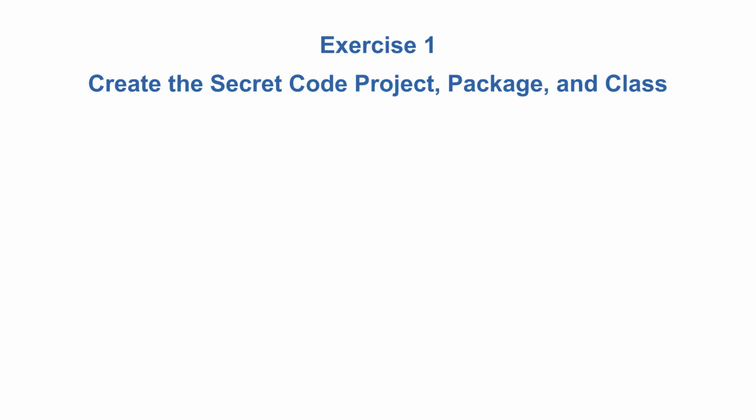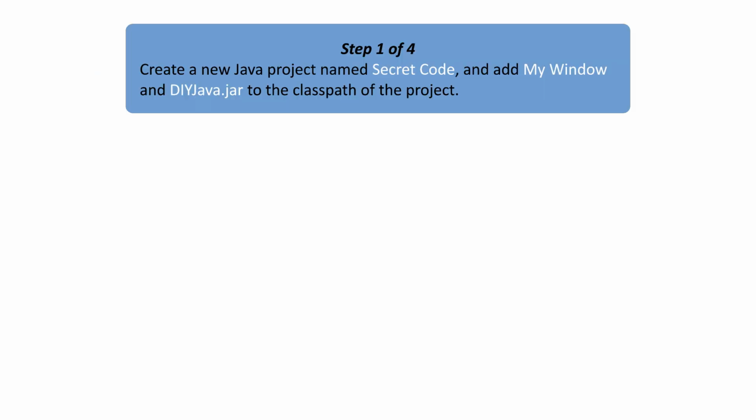Exercise 1. Create the secret code project, package, and class. Pause the video if you need more time in any of these exercises. If you want to see how I would complete any of the listings, please refer to the completed listings at the end of this video. First, create a new Java project named Secret Code and add MyWindow and DIYjava.jar to the class path of the project. Hint: MyWindow is a Java project. DIYjava.jar is an external jar file.